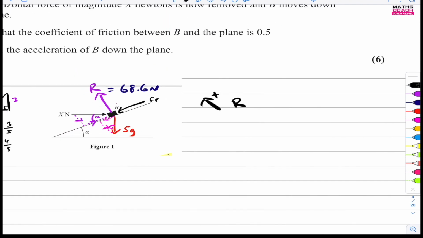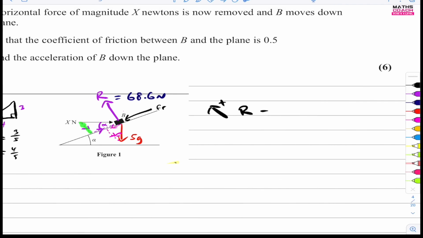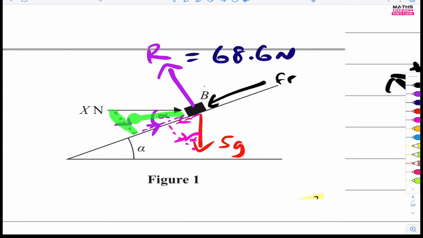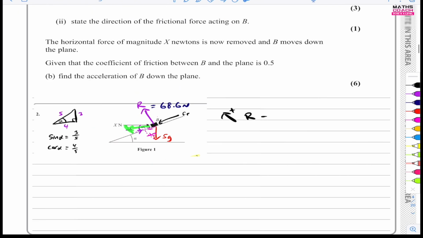So it's going to have R, and then how do you introduce X? What is this side right here? That is opposite this, isn't it? So it's going to be sine. It's going to be minus, because it's going the opposite direction to my positive. So it's going to be minus X sine alpha, where we're going to substitute sine alpha later, but for now let's just leave it. And then what else do we have?